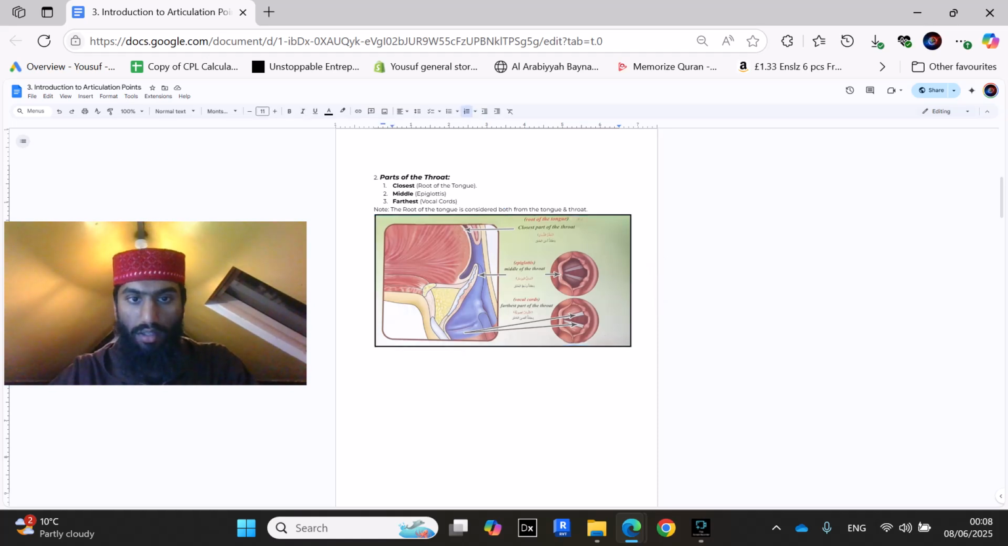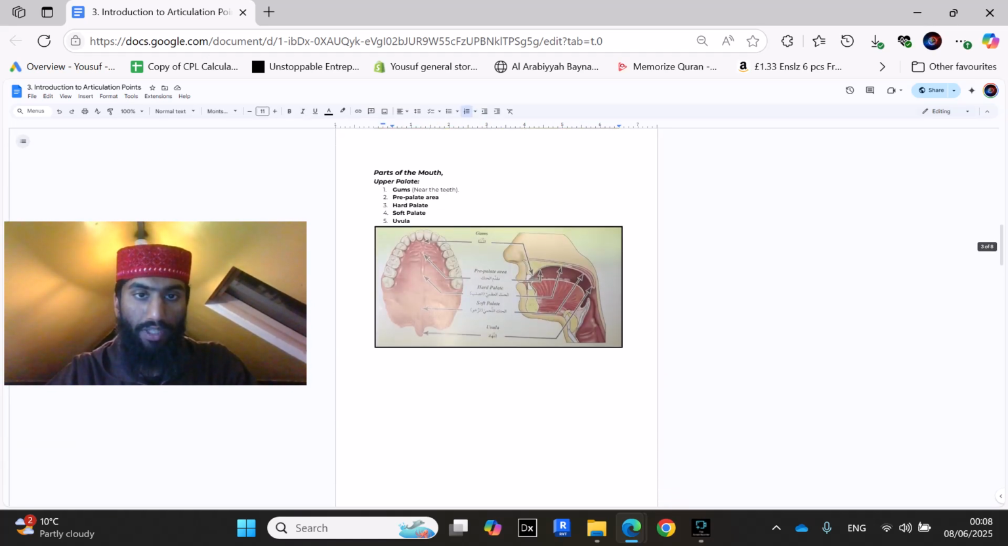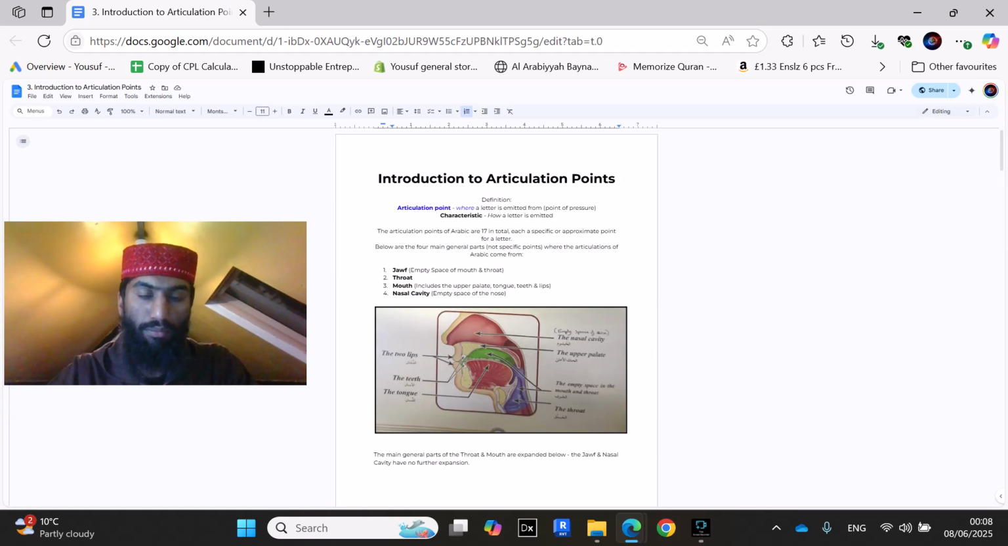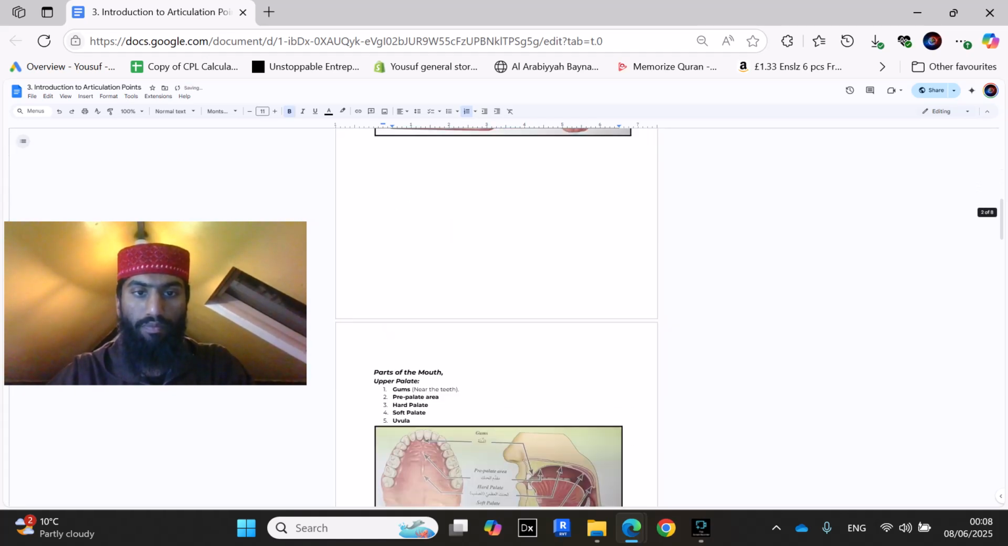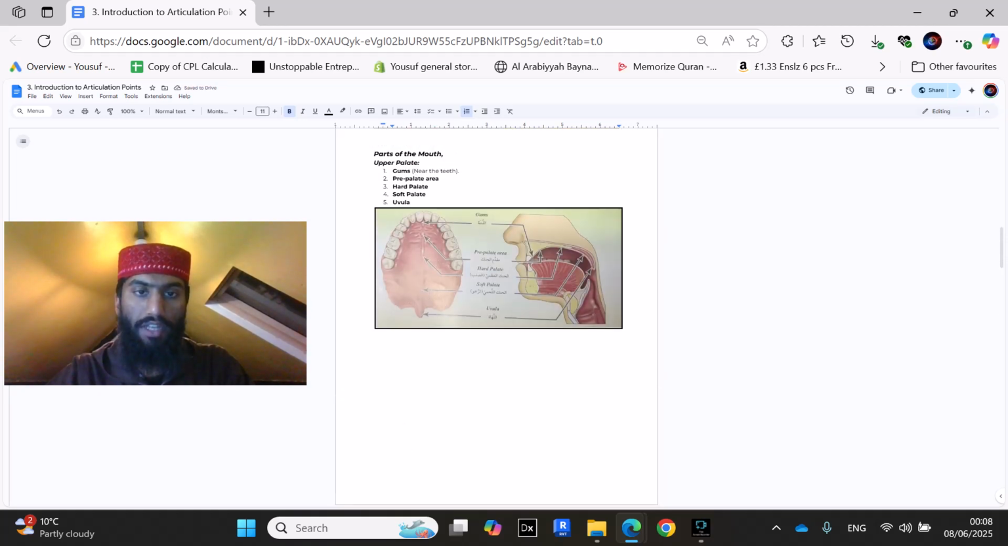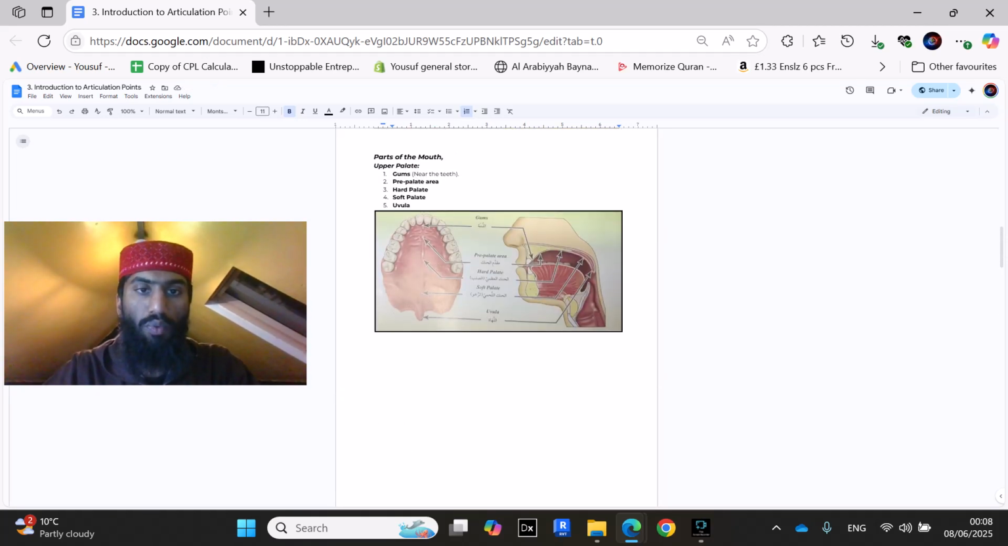Now, that is the throat. Now we're looking at the mouth in more detail. The mouth is split into five parts. We have the gums near the teeth, which are those parts of the upper palate that hold the teeth. It's a very small area, as you can see in this part here too. Then you have the pre-palate area, just below that, and it's a very soft piece of gum right here.